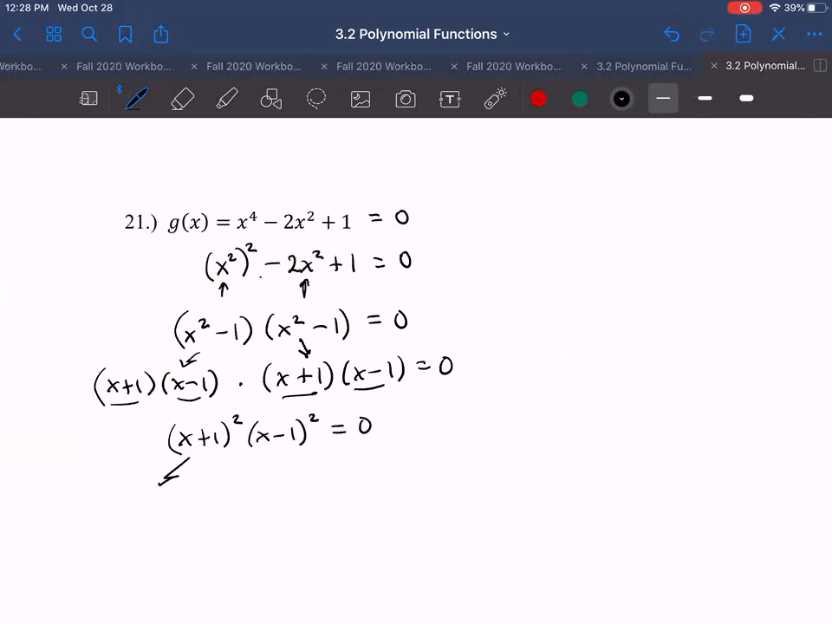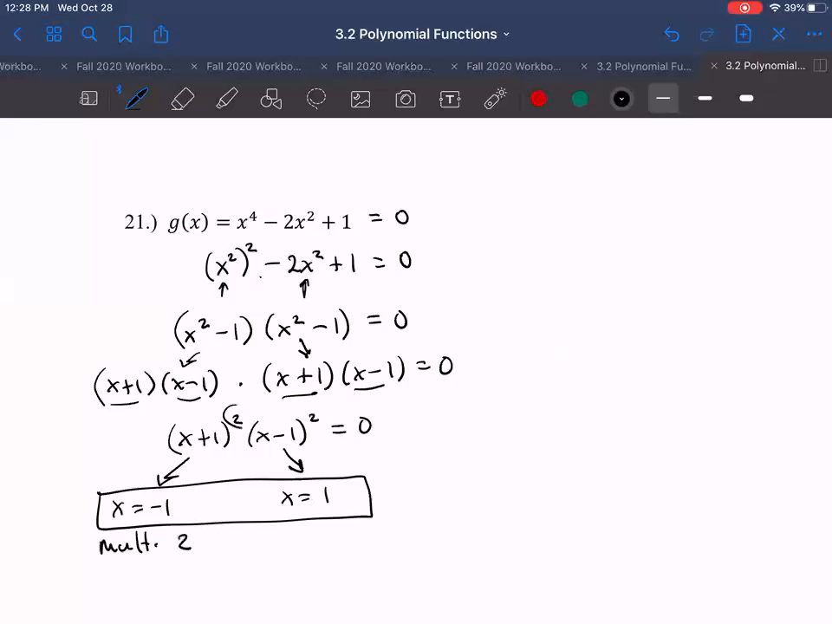Therefore, from this one, I get x equals -1 as a 0. And from this one, I get x equals 1 as a 0. So these are my two zeros. They both have a multiplicity of 2, because that exponent up there is a 2. For both of them, multiplicity 2, and therefore they both touch and turn right there on the graph. All right, so that's how you do those three.